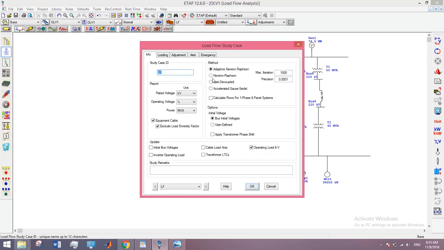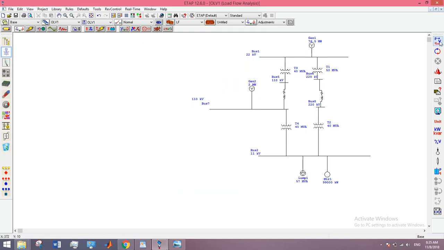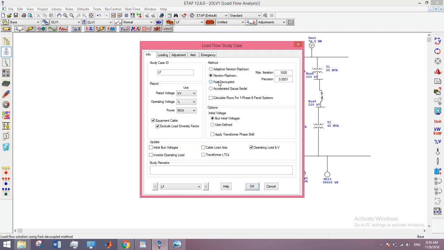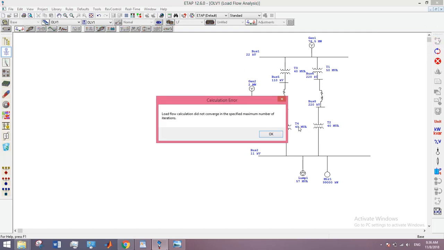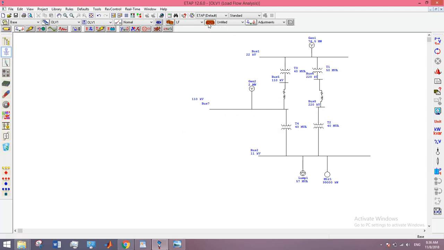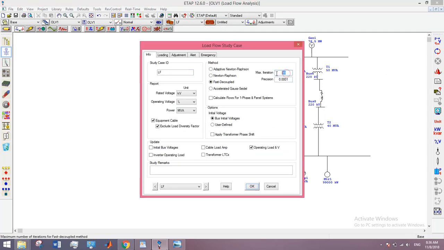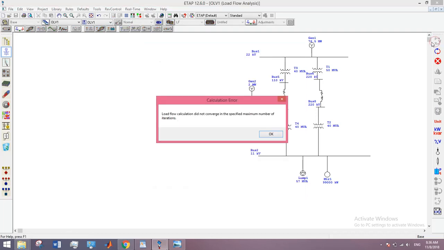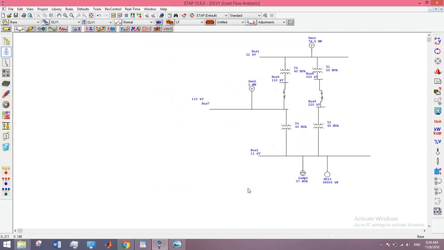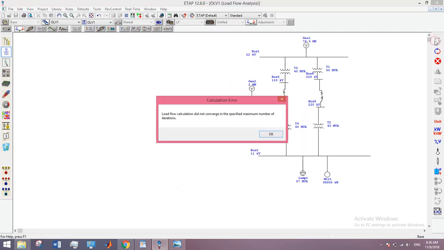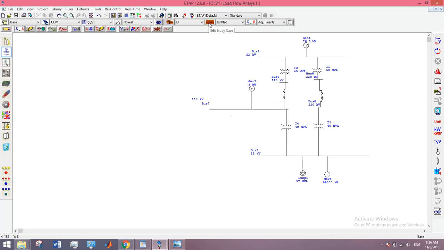Now selecting Newton-Raphson and now testing. It again didn't work. Selecting fast-decoupled algorithm. It didn't work. It was 99. Let's increase its iterations. Yeah, now again testing. It again didn't work. Now trying accelerated Gauss-Seidel. It again didn't work.